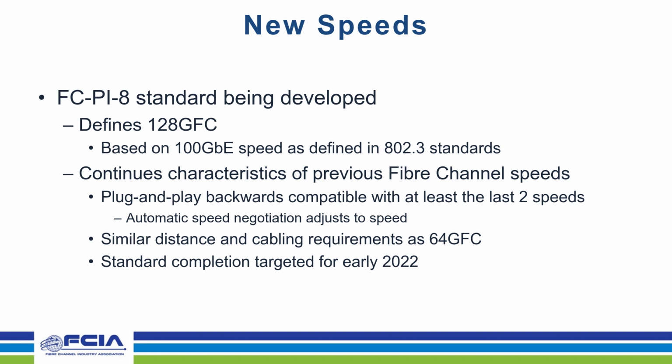And the next exciting new thing coming up for Fibre Channel is the FC-PI-8 standard, which defines 128GFC. This is based on the 100 gigabit Ethernet speeds as defined in the 802.3 standards, which is Ethernet. The goals continue to be, as we've had for previous speeds, plug-and-play backward compatibility for at least the previous two speeds, which is done through our automatic speed negotiation. Our goal is to have similar distance and cabling requirements as exists for 64GFC, and the completion of the standard is targeted for early '22.